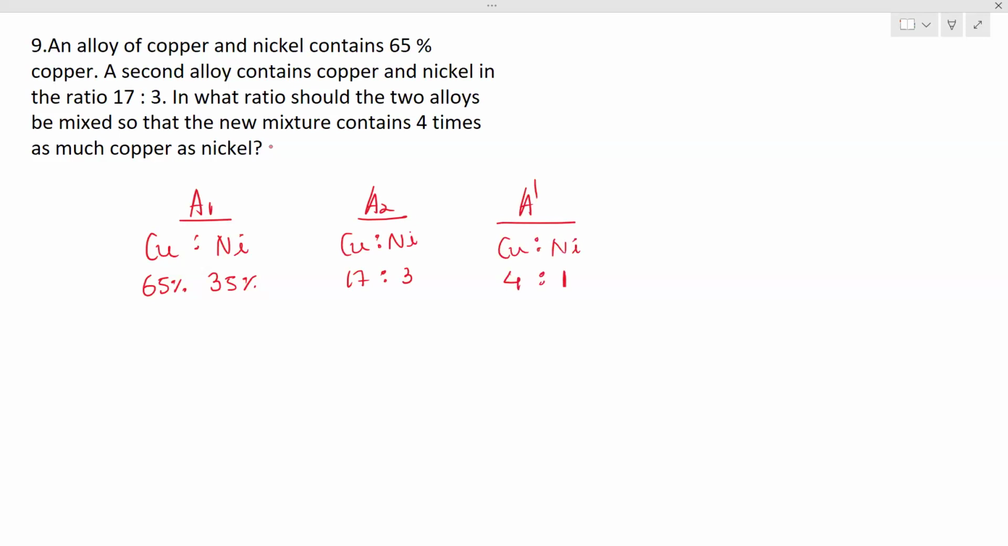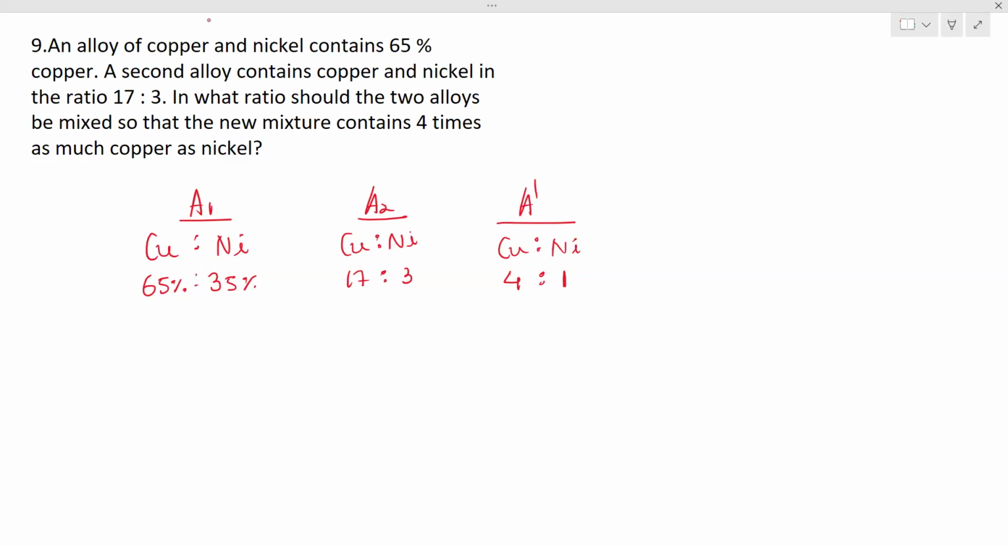Taking the question down, understanding the question down till here. Anybody, any doubt? Very simple. There are two alloys, alloy 1 and alloy 2. They are together being mixed. They have copper and nickel in different ratios or percentages or whatever you say. But they must be mixed in such a way that the combined mixture has 4 times as much copper as nickel. So how do I go about this question?